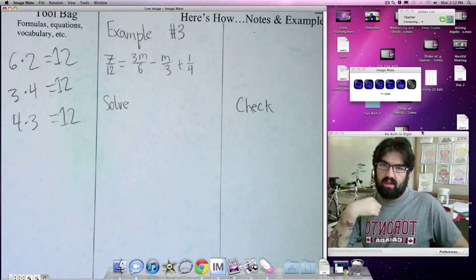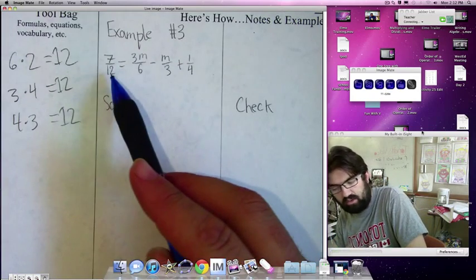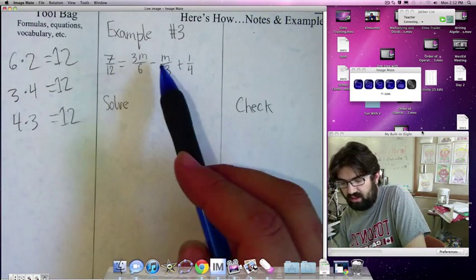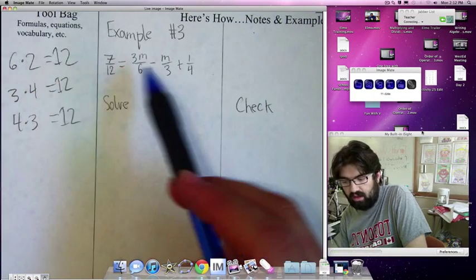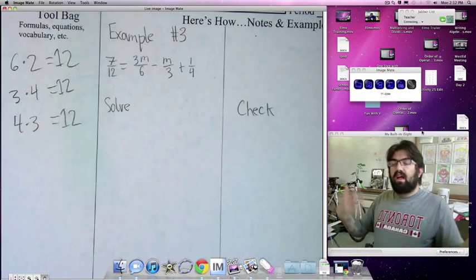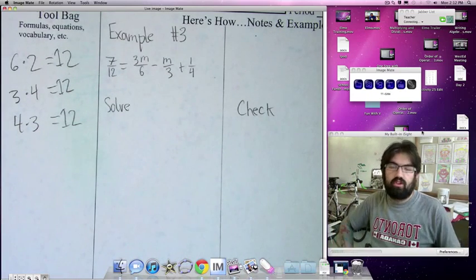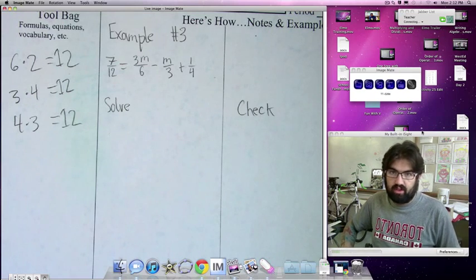So I know the least common denominator is 12 because all of these go into 12. 6 times 2 is 12. 3 times 4 is 12. 4 times 3 is 12. I found a common denominator for all of them. So you might be thinking, well, now we're going to convert to common denominators.